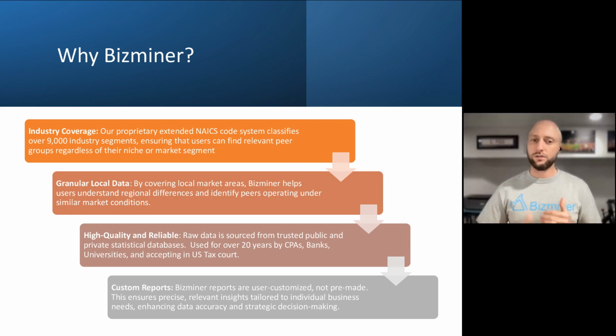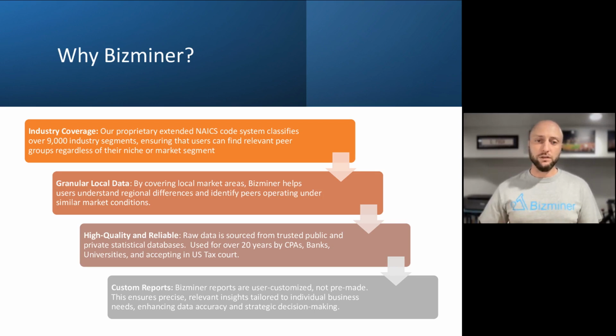We've spent years developing an extended NAICS code system. Typically a NAICS code would go up to 6 digits. We've started to add decimal points at the end of that so that we can break them down into more specific subsegments. By doing that, we are able to categorize up to 9,000 industries. And what that does is ensure that users can find relevant peer groups, regardless of the niche or the market segment that they're in. And you'll get a better understanding of all this when we get into the live demonstration.